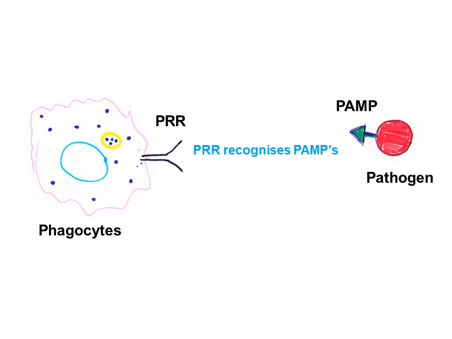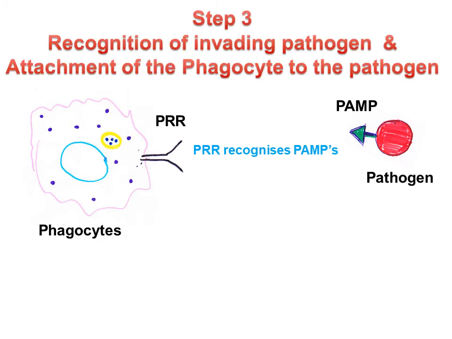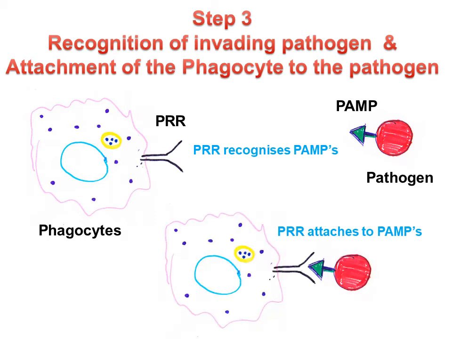Now please note, PAMPs are not found in human cells. PAMPs are components of pathogens alone. So step 3 is recognition of the invading pathogen and attachment of the phagocyte to the pathogen.